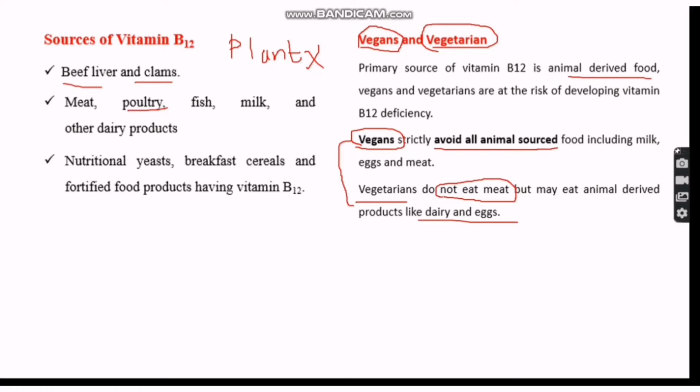But as I told you, vegans strictly avoid all the animal source food including milk, eggs, and meat, so they are easily prone to vitamin B12 deficiency. Whereas vegetarians do not consume meat, but still they are consuming other animal derived products like dairy products and eggs. So they might fulfill the deficiency of vitamin B12 to some extent by consuming other dairy products.